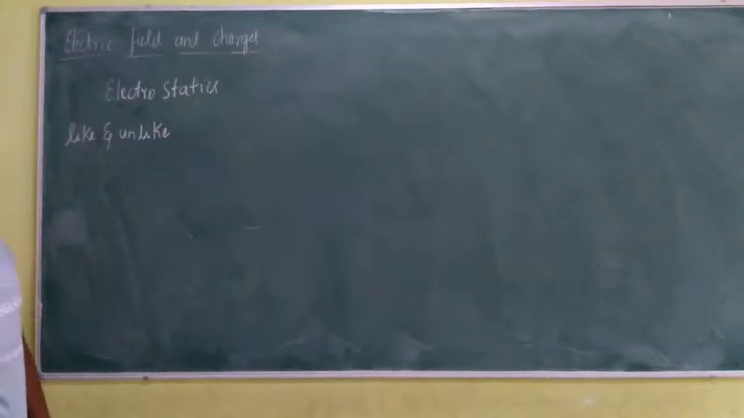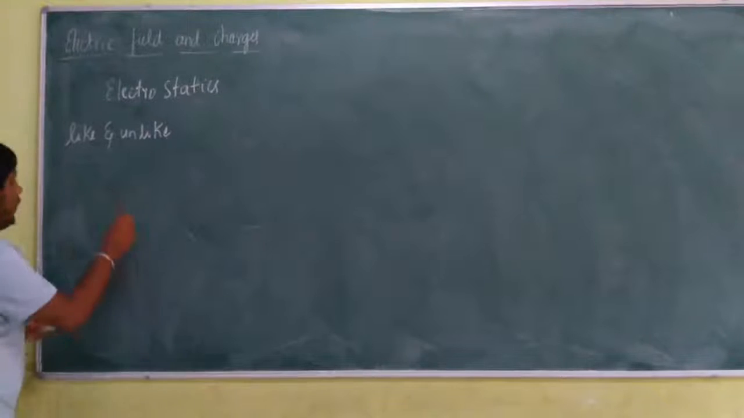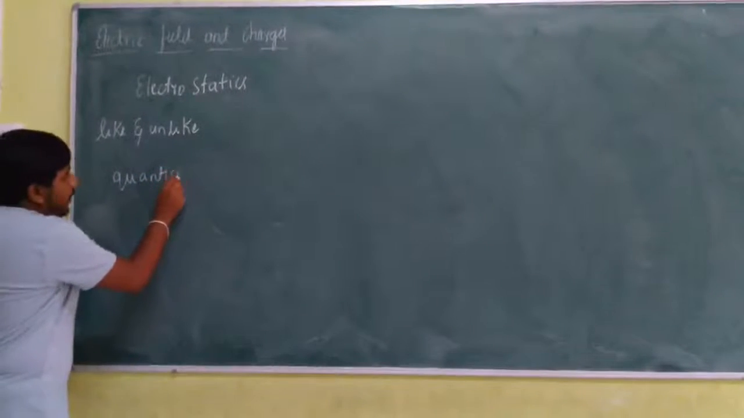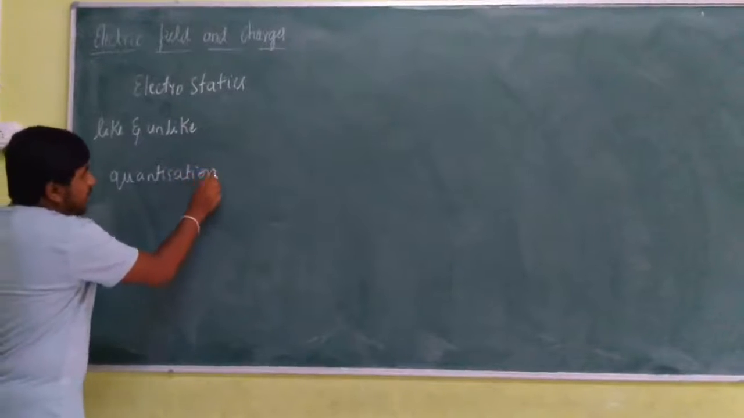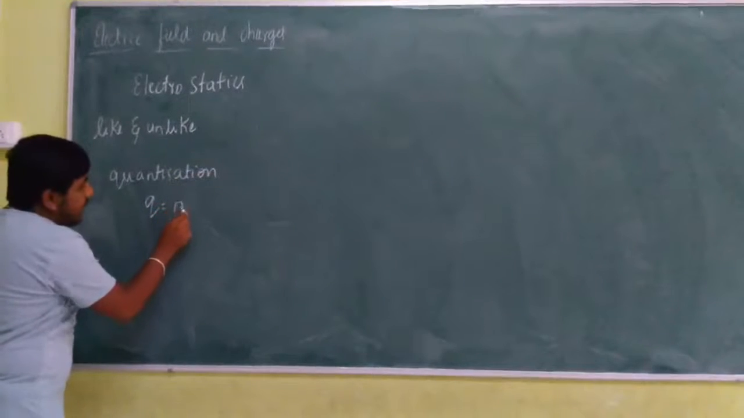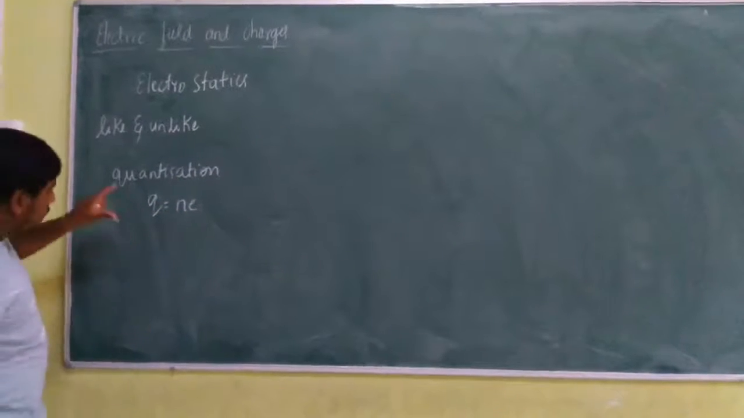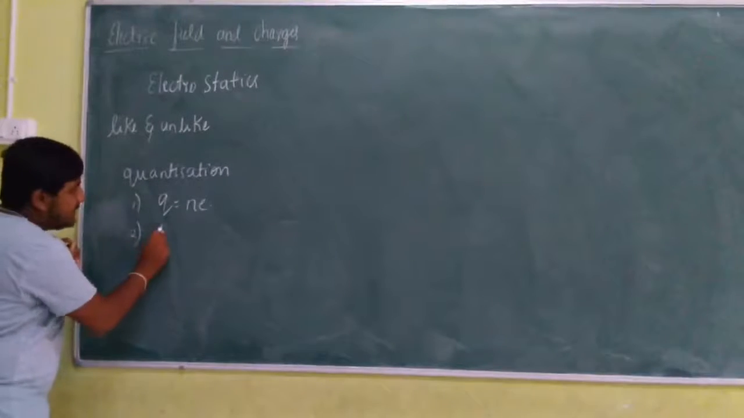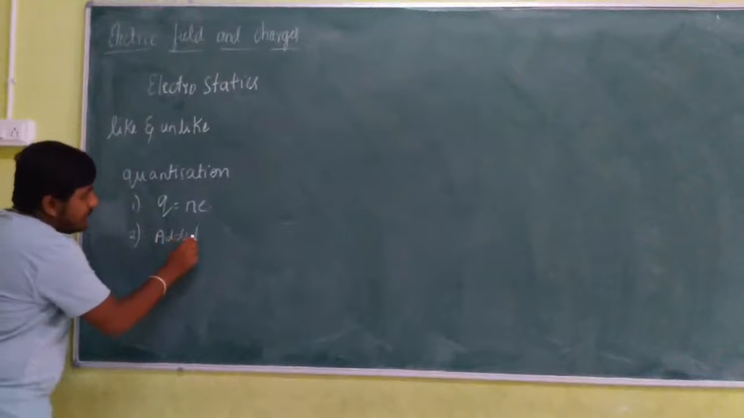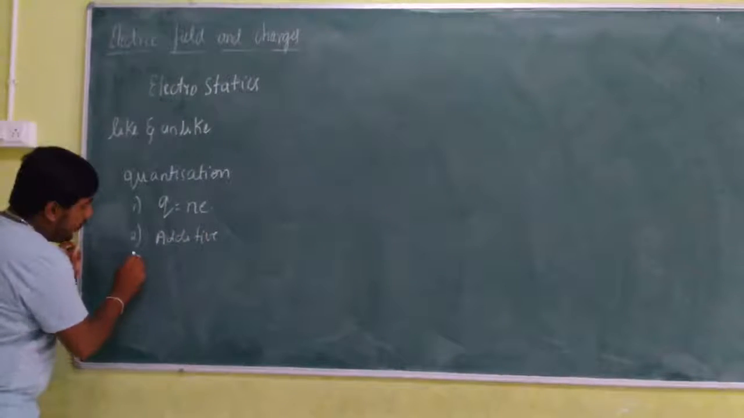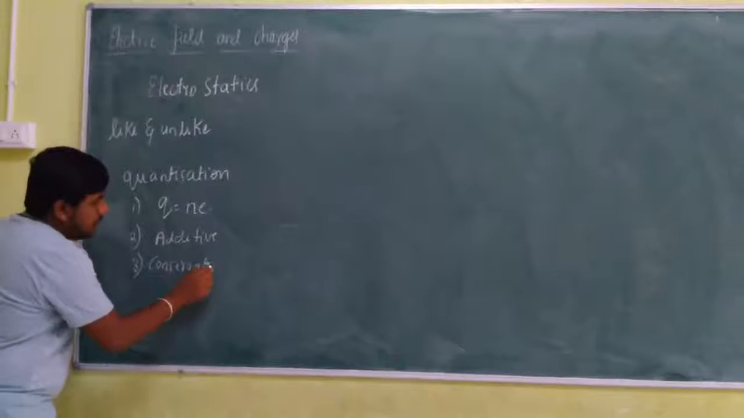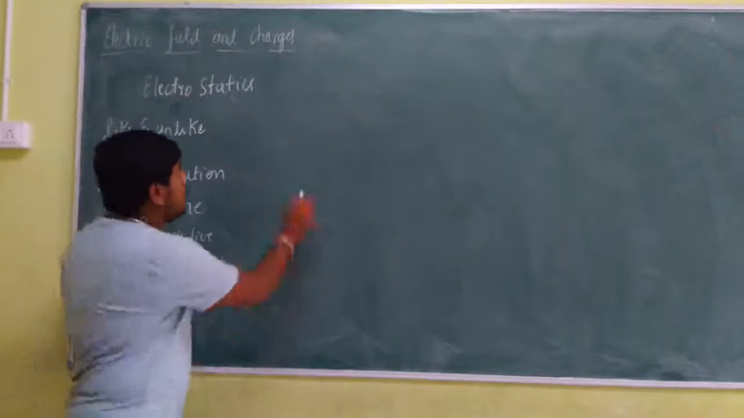Then we learn some properties of charges, like quantization of charges. What is quantization? Quantization of charges says that charges always exist in integral multiples of the electron charge, that is Q is equal to Ne. Important. Again, we learn two other properties: charges are additive, and charges are conserved. After learning these properties of charges, we went to Coulomb's law.